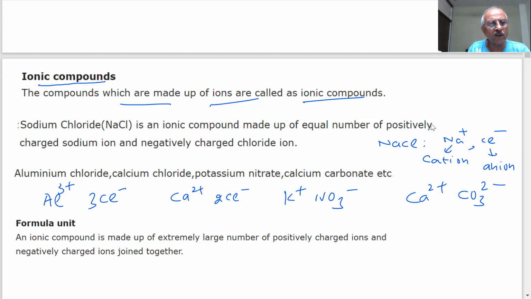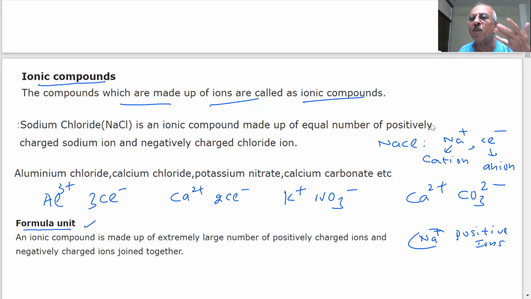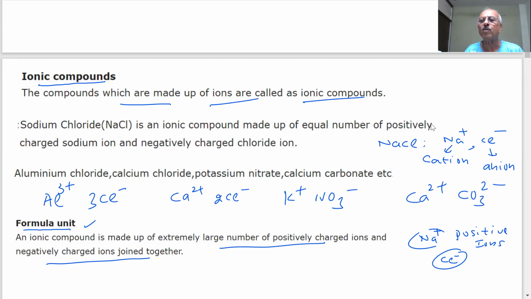What is the formula unit? We will be talking this again when we will discuss the molecular formula. What happens is, when I say NaCl, you are saying it is having positive ions, cations. Now the positive ions will attract negative ions. How many? More than one. Similarly, when I say Cl minus, there is a negative ion. It will attract more than one positive ions. So it is not single positive and single negative ion. The compound will be made of extremely large number of positively charged ions and negatively charged ions joined together.